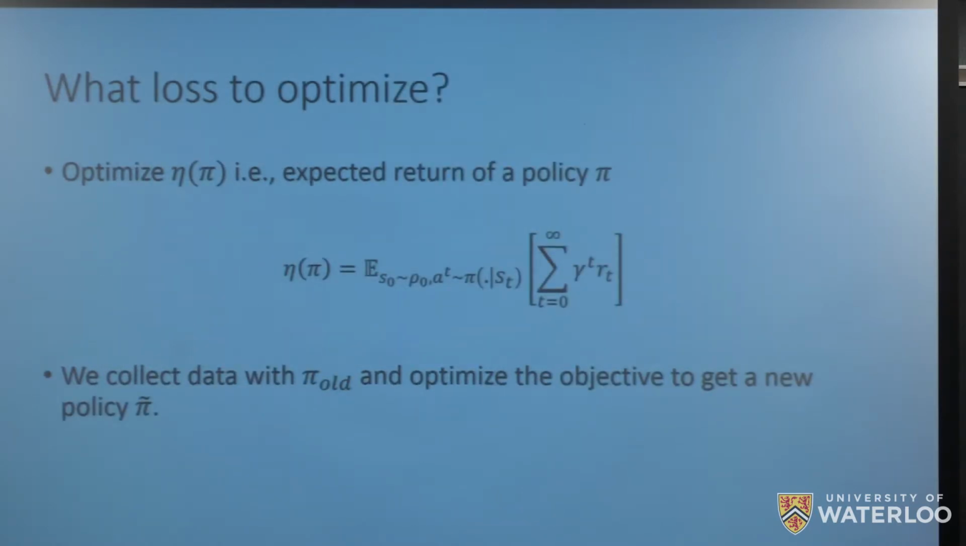So the first thing is, what do we need to optimize? In any policy gradient, we have this eta pi, which is the cumulative collected reward. This also turns into advantage, as we have seen. We collect the data with pi old and optimize the objective to get a new pi tilde. That's what we will do in TRPO.